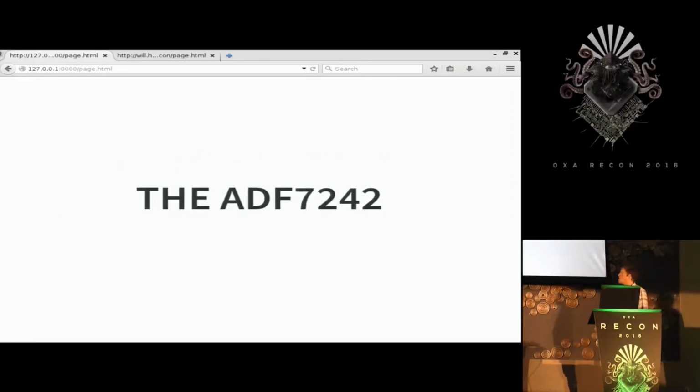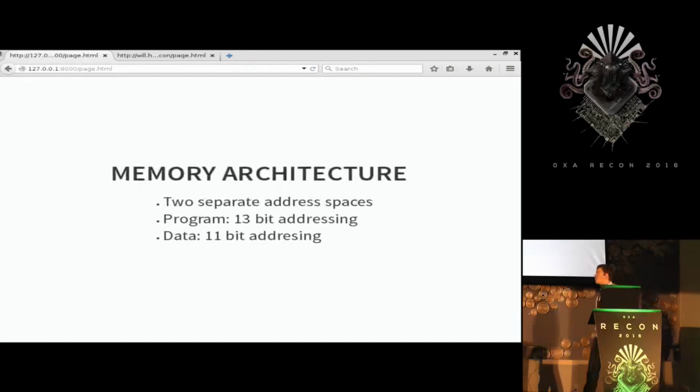So I'll talk a little bit about the weird and wonderful things I found there. I think I'm down to 1 minute, so I'm going to get through this real quick. It ends up having two separate address spaces. Program memory is addressed with a 13-bit program counter, and data is addressed with an 11-bit address. So the RAM for data storage is an 11-bit address bus.